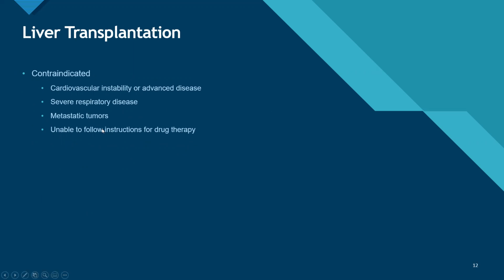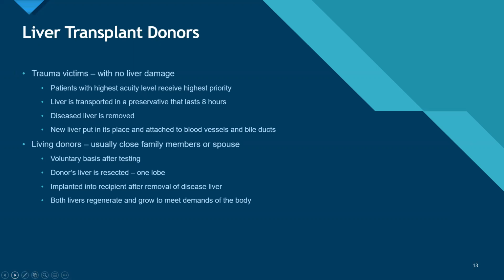So what are these patients' contraindications? You know, anyone who has metastatic cancer, or they can't follow instructions for drug therapy. Unfortunately, if they're homeless and they don't have reliable resources, that's what I would think of with that. Not that they don't understand, or they're unable, but they just don't have the resources. So if they have cardiovascular instability or advanced disease of some other form, unfortunately, they're not candidates. And then any severe respiratory disease.